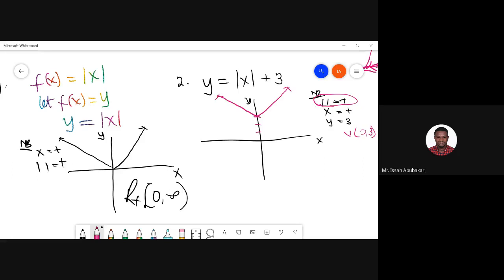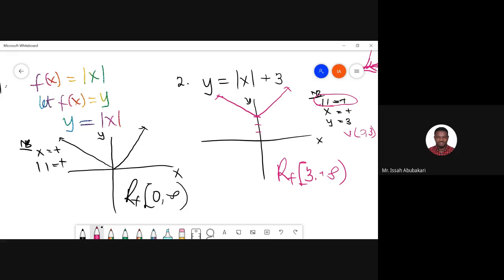And at the end, the range of the function is going to be positive 3 to positive infinity. Is that okay? Positive 3 to positive infinity.